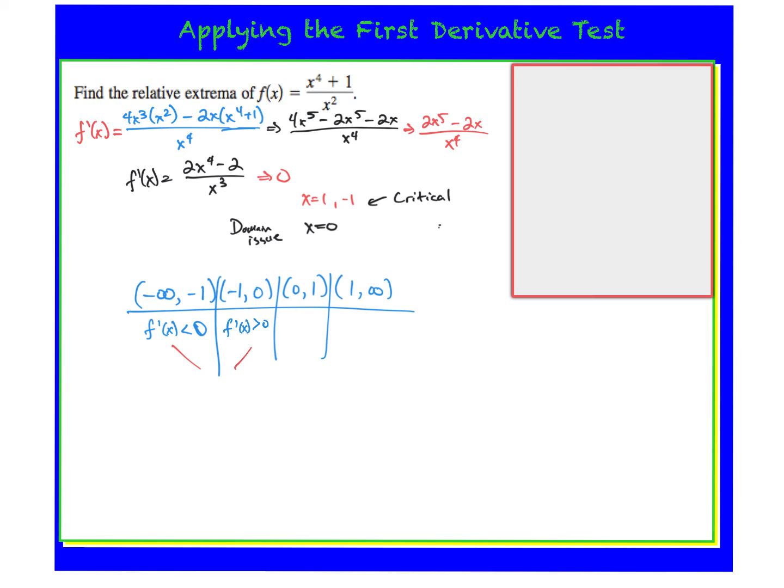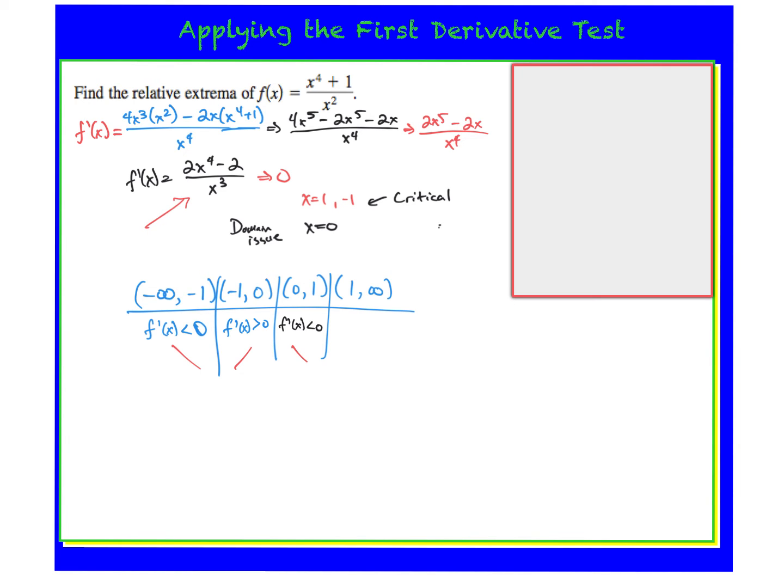All right. So let's pick something between 0 and 1. Like what? Positive 1/2. So my numerator would be what? Negative. My denominator would be positive. So f prime would be less than 0.